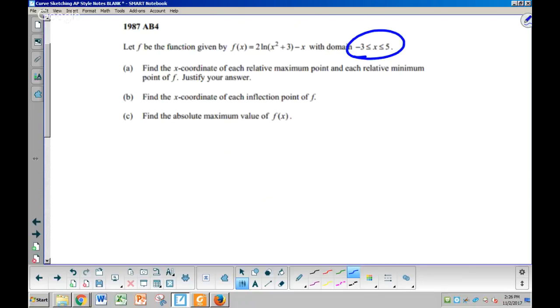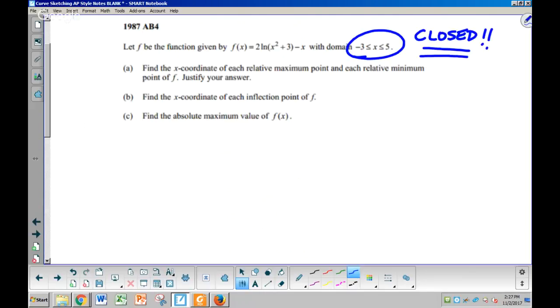So I would do this, if I were you, to remind yourself that this is closed. So you might, by the extreme value theorem, have to check the endpoint. We'll just keep that in our mind. All right, so part A says, find the coordinate of each relative maximum point and each relative minimum point of f. Justify your answer.